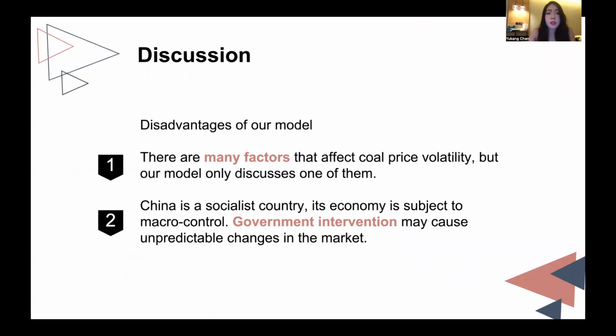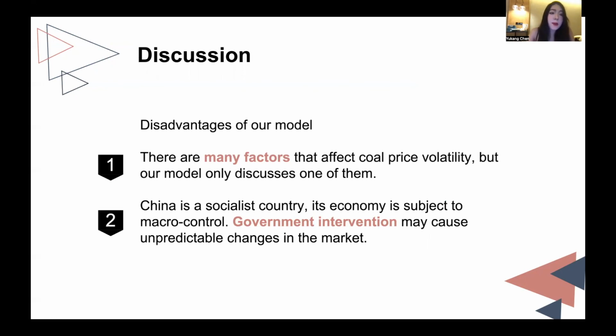Let's talk about the disadvantages of our model. First of all, there are many factors that affect the volatility of the coal price, but our model only discusses one of them. Although our model can have a certain forecasting effect, because there are too many influencing factors, our model cannot completely predict the price of Chinese coal if it is influenced by other factors that we didn't consider.